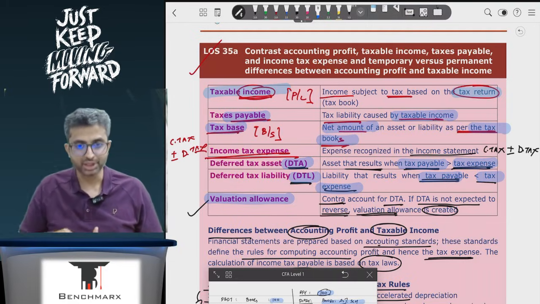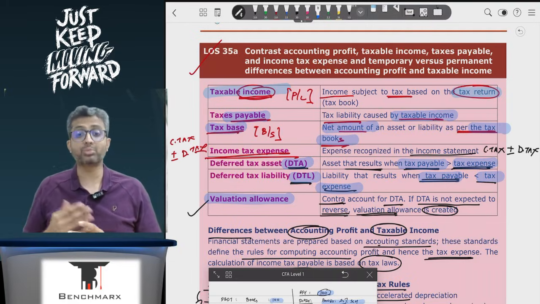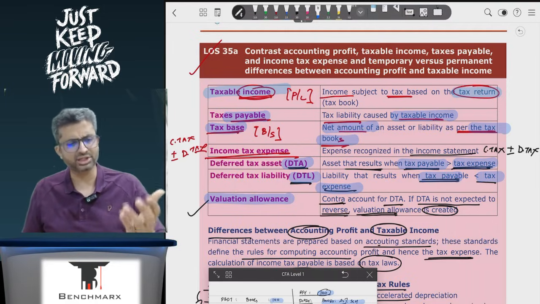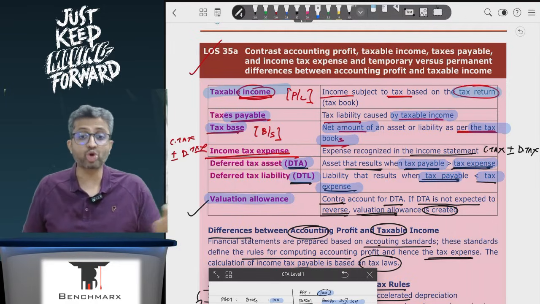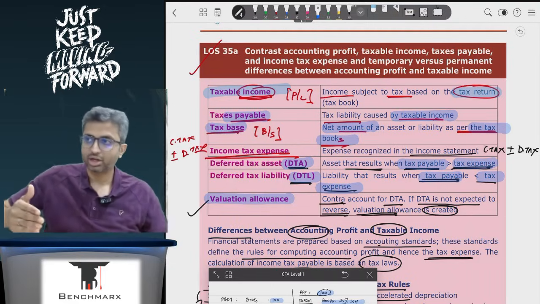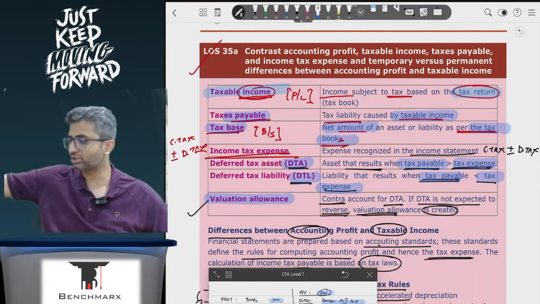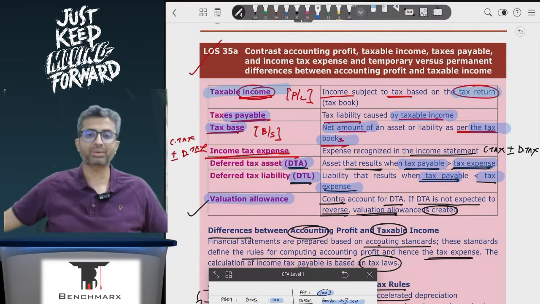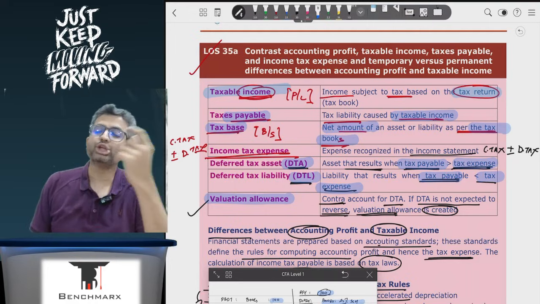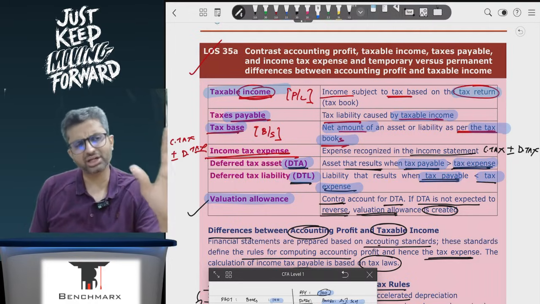IFRS says you reverse it. IFRS says that if you now believe that profits will not be earned, then whatever deferred tax asset is created will have to be reversed, because you will not get a deduction. And even if you don't earn profits, you cannot say that I'm going to save tax by paying lesser tax. No, you're not going to make profits. But US GAAP says if deferred tax asset is created, let it be.